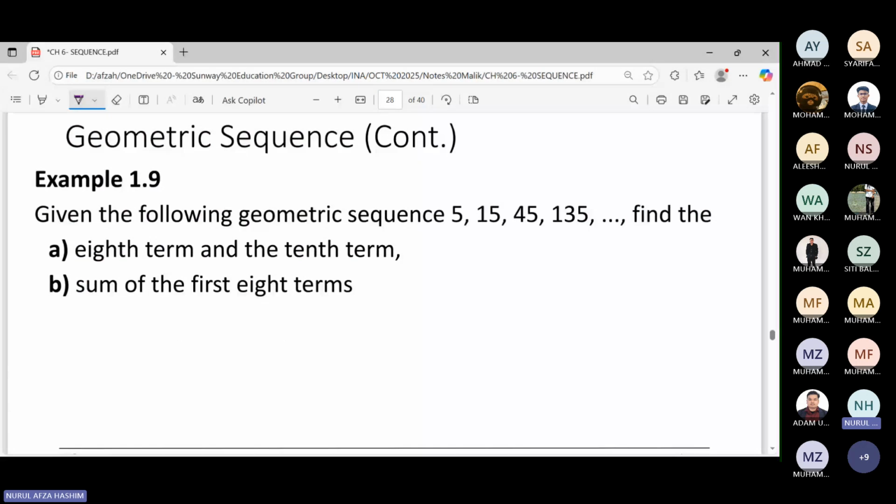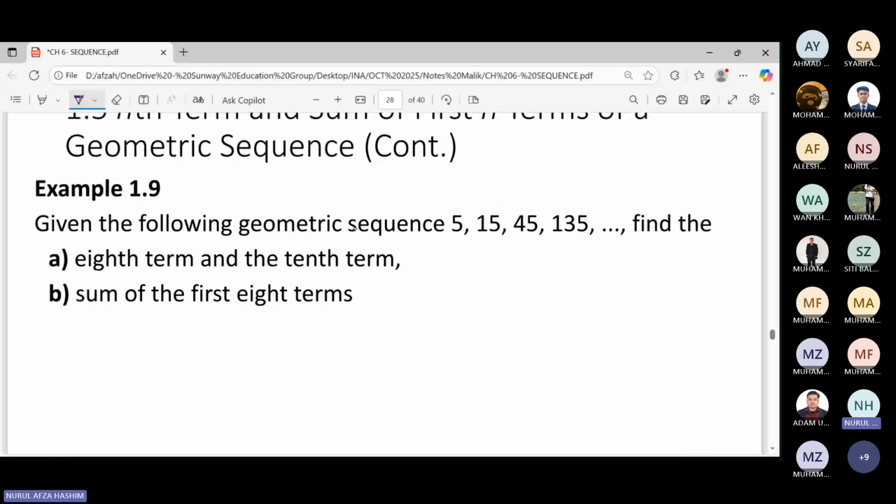Okay. So, example given to you here. Double check: is it a geometric sequence? Because 15 divided by 5, you get 3. 45 divided by 15, you get 3. 135 divided by 45 also is 3. So you can see that your R here is 3. And then A obviously is 5.